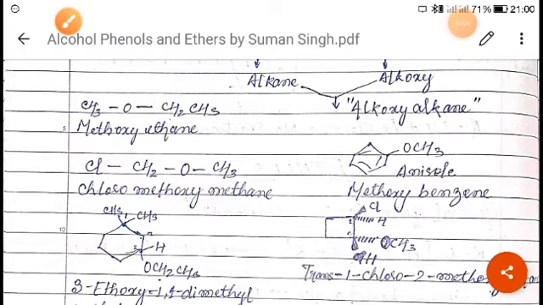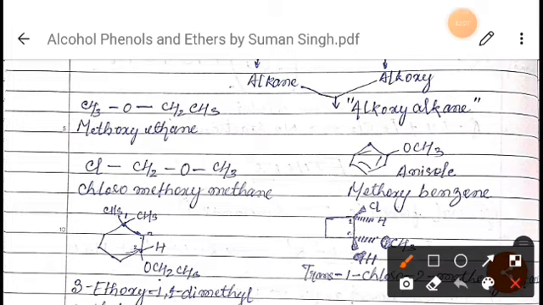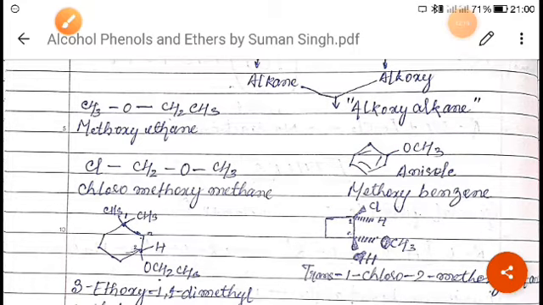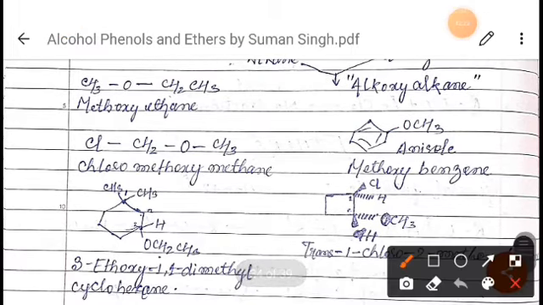After that, in this case, as you can see, this one is called anisole, right? Here a benzene ring is attached and here OCH3 is written. This is called anisole, which is the common name. When we talk about the IUPAC name, it is methoxybenzene, as you can see here.